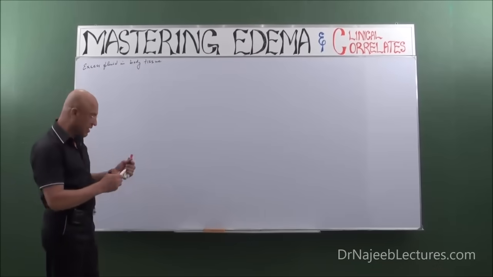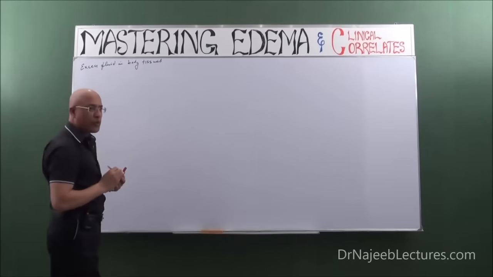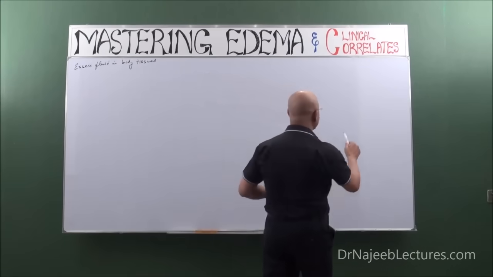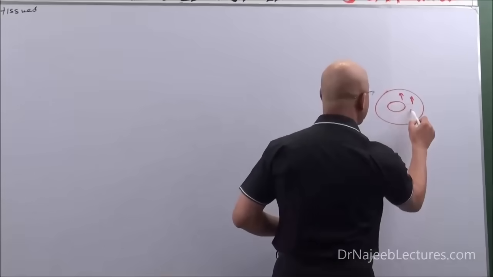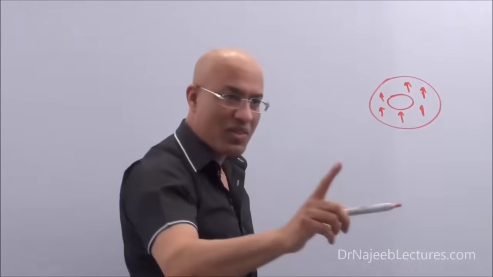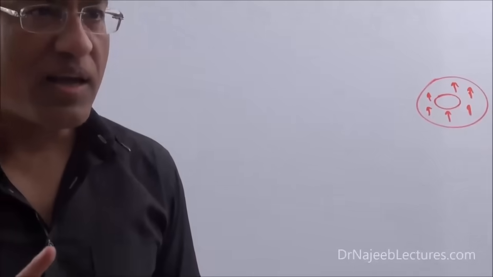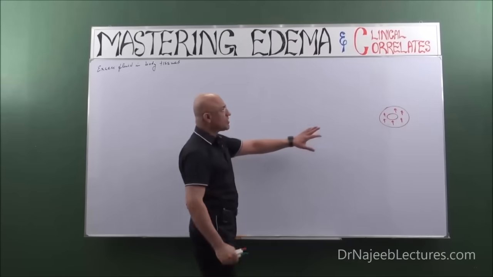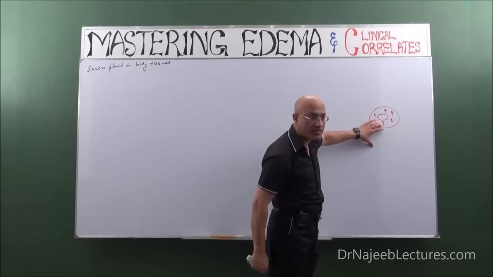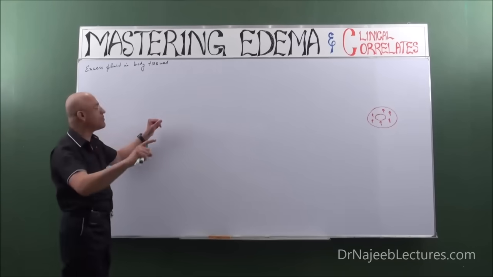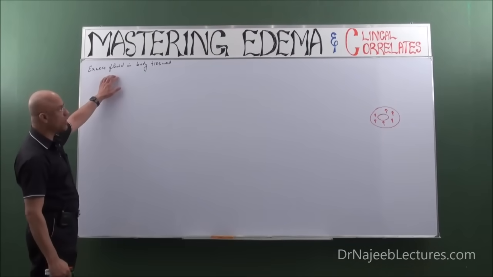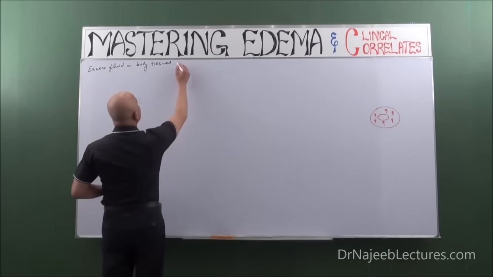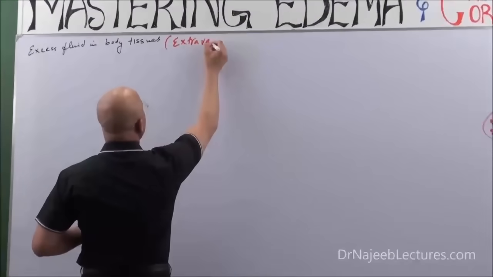But let's refine it further. Why? Because it's excessive fluid not in all body tissues. For example, if there is excessive fluid in the blood, is it called edema? No. If there is excessive fluid in the blood, that is not called edema. Whenever there is excessive fluid in the vascular compartment, that is not considered edema. So we can further improve our definition: edema is excessive fluid in body tissues extravascularly.